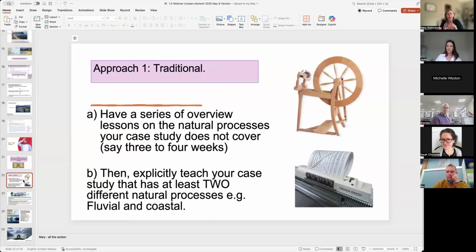So here's one approach. I'm going to talk about quite a traditional way that you could tackle this with your students. One way would be to have a series of overview lessons on the different natural processes that your case study doesn't cover. And you might spend 3 or 4 weeks, maybe with your students, overviewing those particular natural processes. So a week on glaciers and a week on tectonics and a week on climate processes, say, for example, then explicitly teach your case study. So that's the kind of traditional way that you might do this.